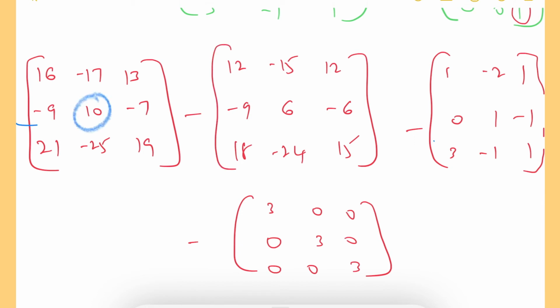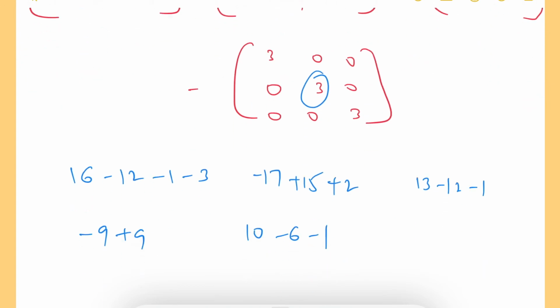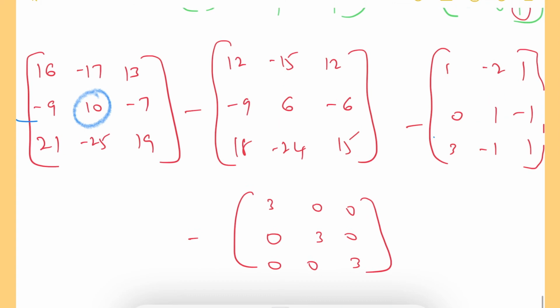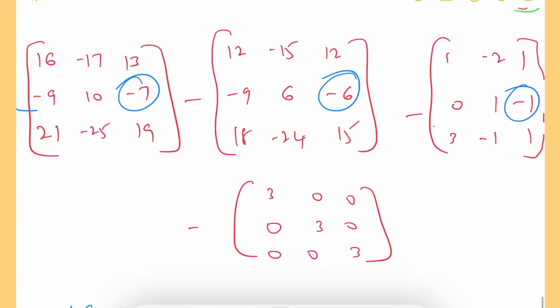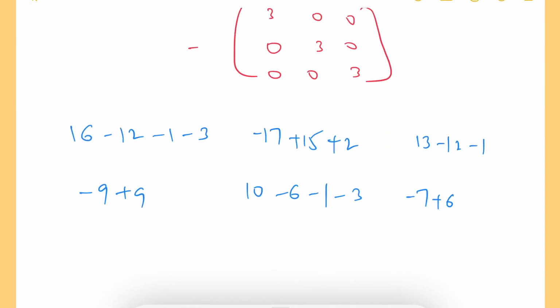Okay, the next element we have 10, minus 6, 1, 3. So subtraction if you do, 10 minus 6 minus 1, minus 3. Okay, next element. Minus 7, minus of minus 6, minus of minus 1. Here 0, 0 doesn't have any value, so I won't worry about this one. So write minus 7, minus into minus 6 plus 6, minus into minus 1 plus 1.